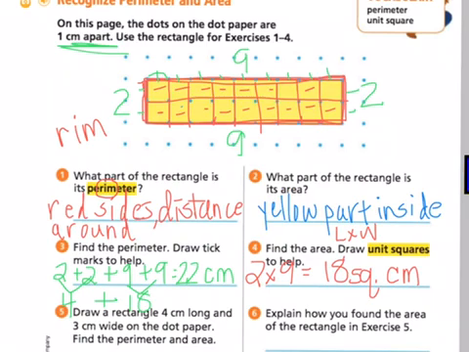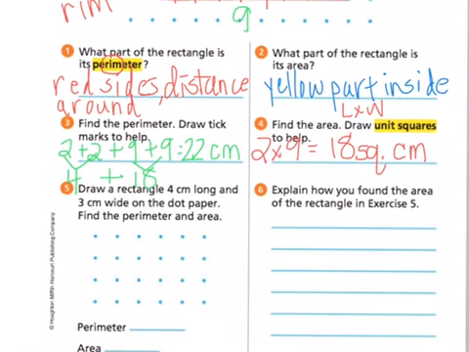Okay, so number 5. Draw a rectangle 4 centimeters long and 3 centimeters wide on the dot paper. Find the perimeter and area. So we are going to draw 1, 2, 3. So that is the width. So here's 3, 1, 2, 3, 4. And let's complete our rectangle. So if we count the ticks, 1, 2, 3, 1, 2, 3, 4. So here is the length and the width.